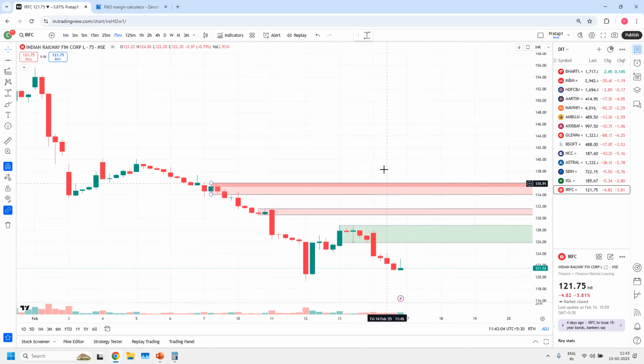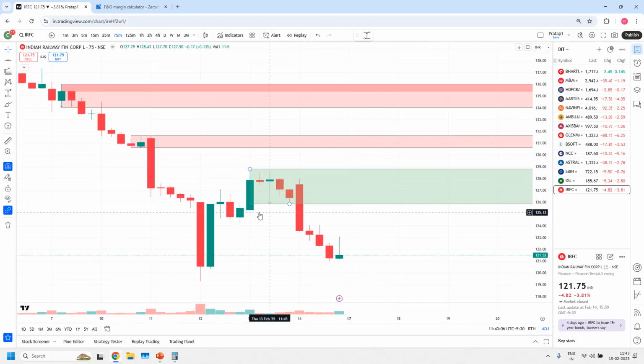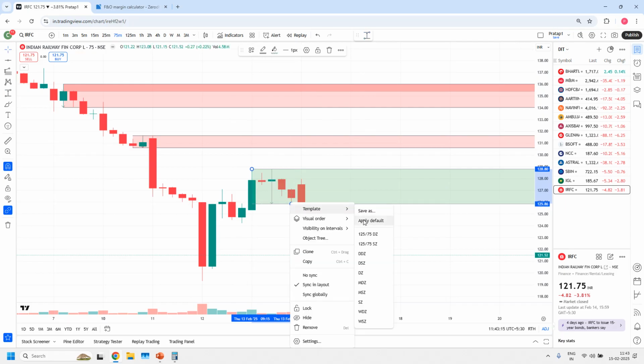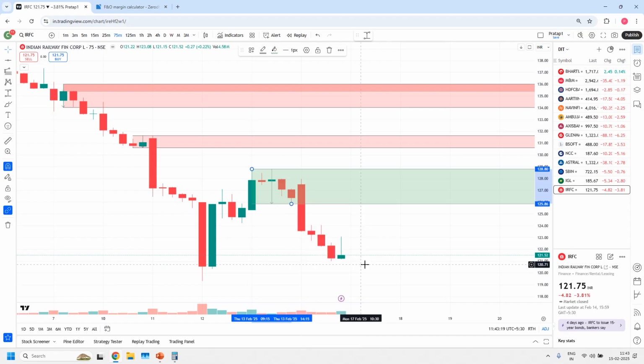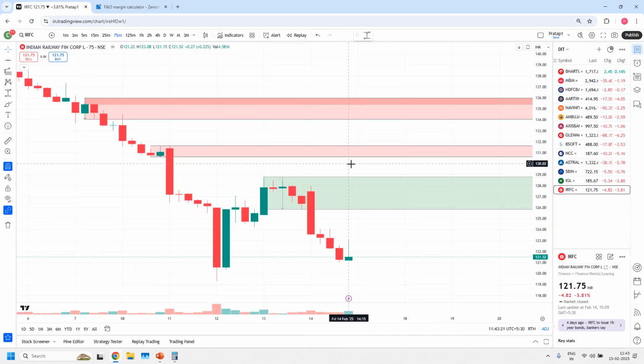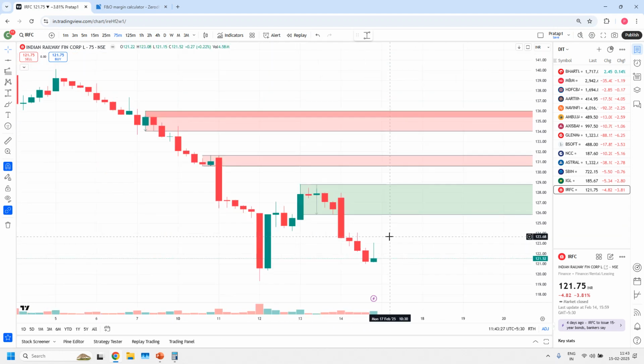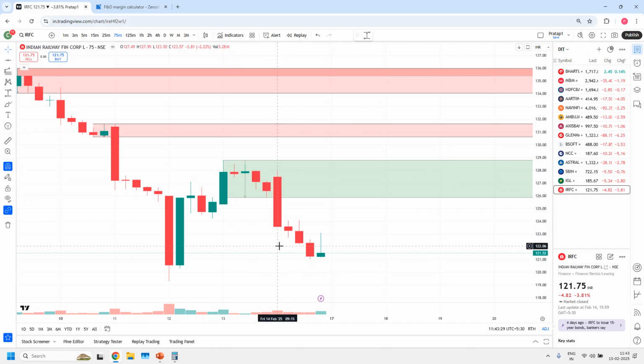Something is a problem in TradingView. The colors are not changing. Let me delete this and redraw. Okay, anyway, there is some problem in TradingView now, it's not changing the colors. Okay, anyway, it is a rally base drop.